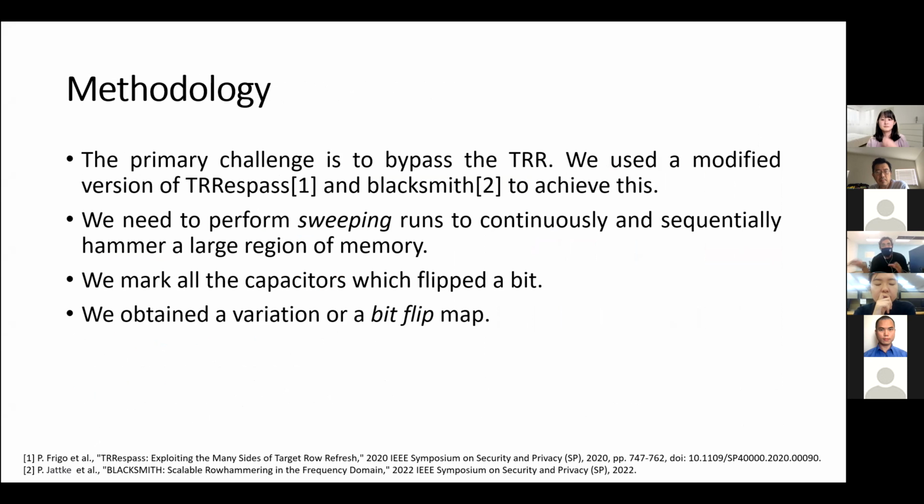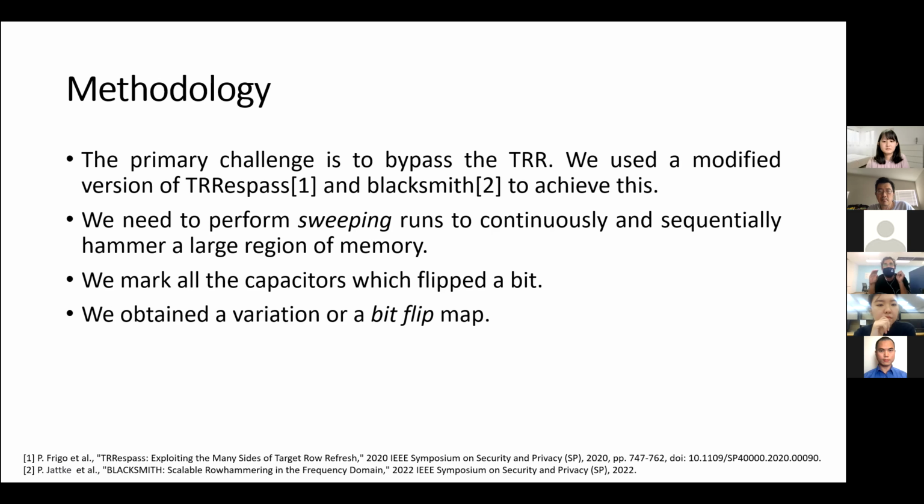For this experiment, we need to profile the DRAM device. To profile, we performed a sweeping run. We have 1 GB of memory space, where we allocated a contiguous 256 MB block at some random address, say A, which corresponds to a row A. We selected two primary aggressors, A and A plus 2, while keeping A plus 1 as our victim row.